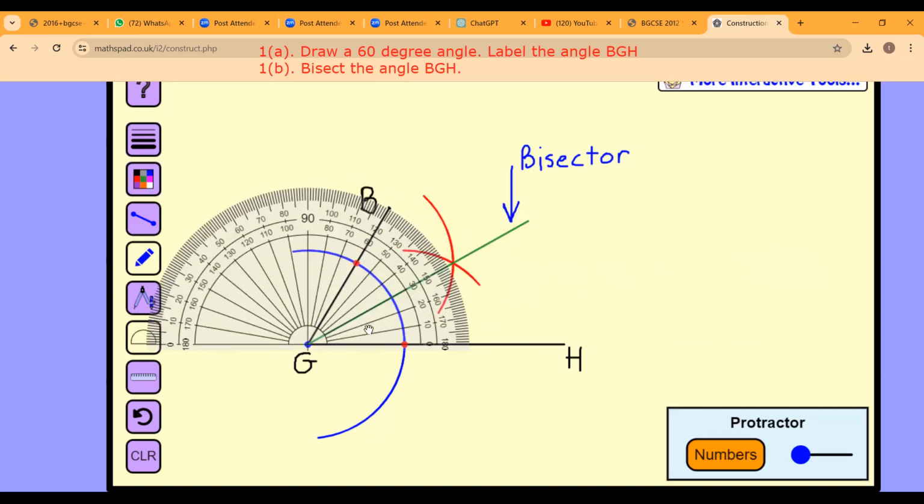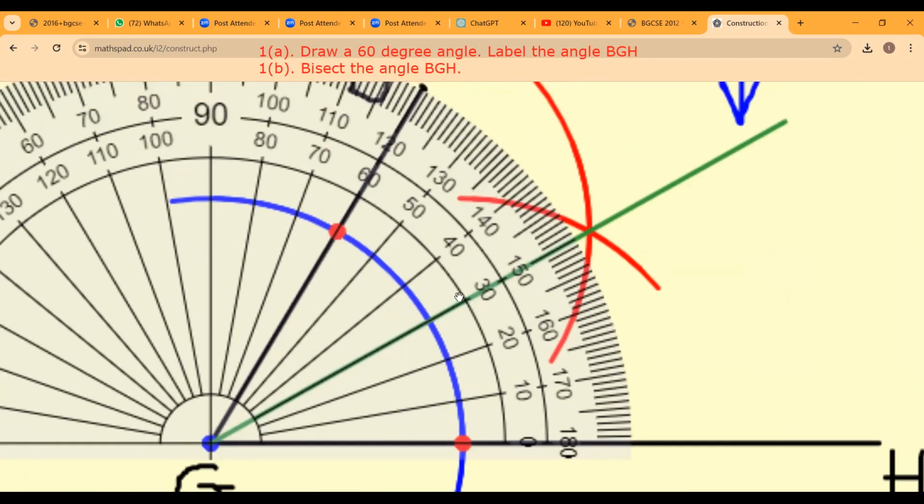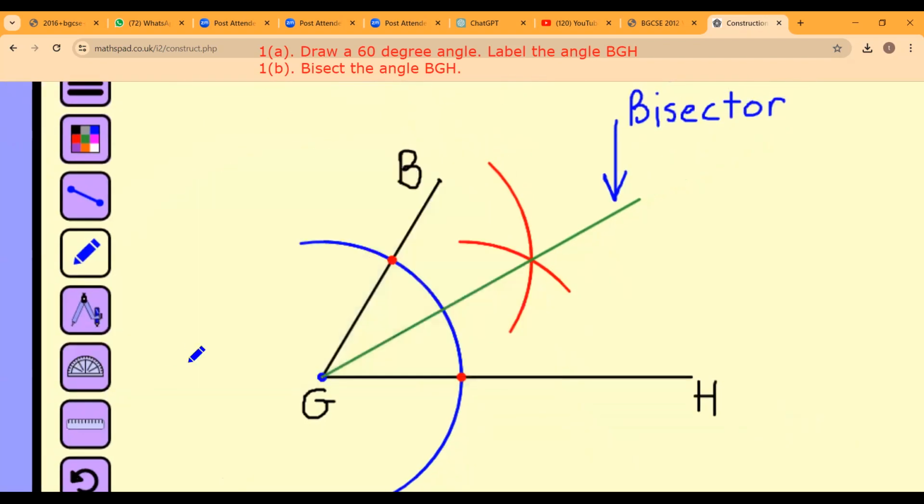So we need to get our compass, and from here to here, notice that it's 30 degrees. From here to here, it's 30 degrees. And it should be because it's bisected. And then from here to here is another 30, right? And it should be because it's 60 divided by 2, so it's 30. So we're going to call this 30 degrees, right? And we're going to call this 30 degrees.